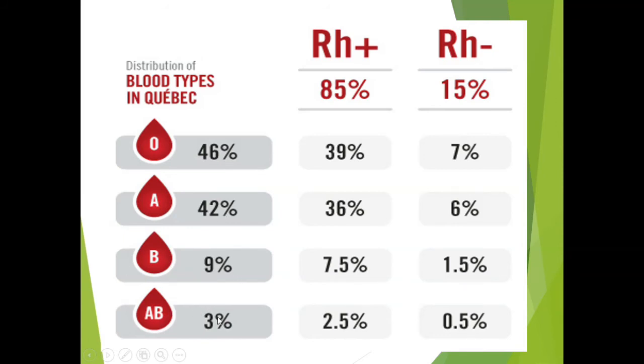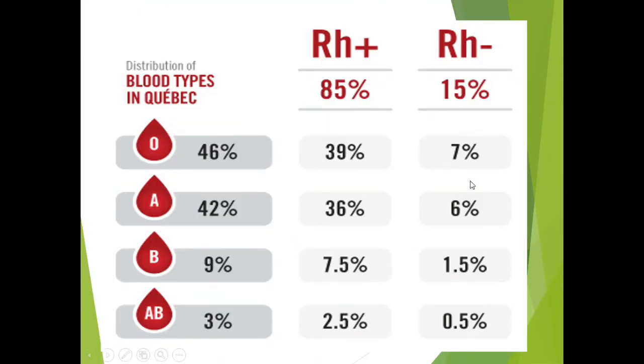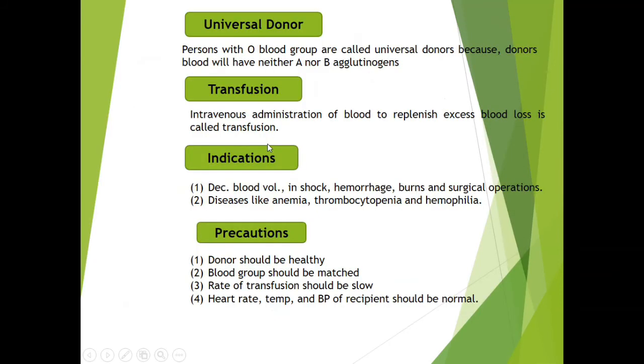Okay, universal donor. What is a universal donor? A person with blood group O is called a universal donor, meaning they can donate blood to a person with any blood type, because this blood has neither A nor B antigen. That means it cannot trigger an immune response in the recipient's blood, so no agglutination, hemolysis, or transfusion reaction.